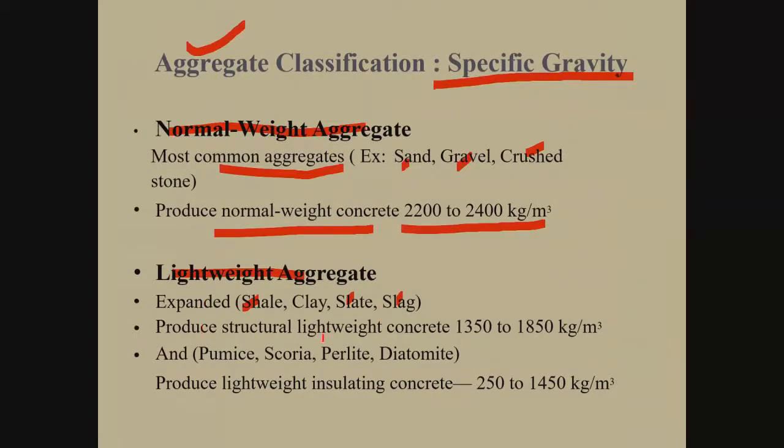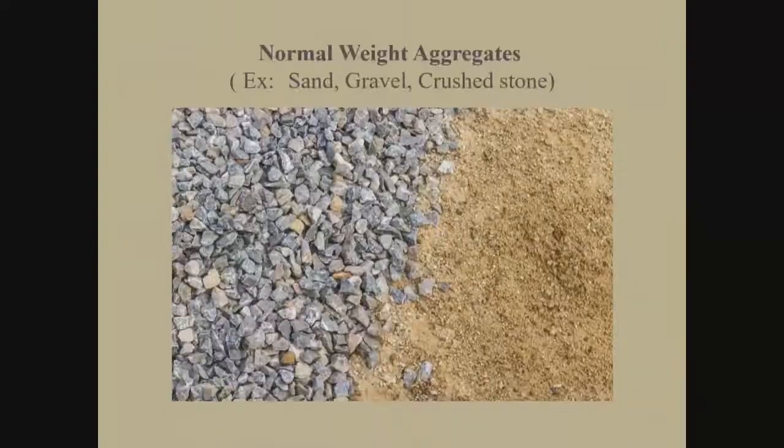Now, lightweight aggregate produces structural lightweight concrete, the weight of which will be around 1350 to 1850 kilogram per cubic meter. It will also produce lightweight insulating aggregates, the weight of which will be around 250 to 1450 kilogram per cubic meter.